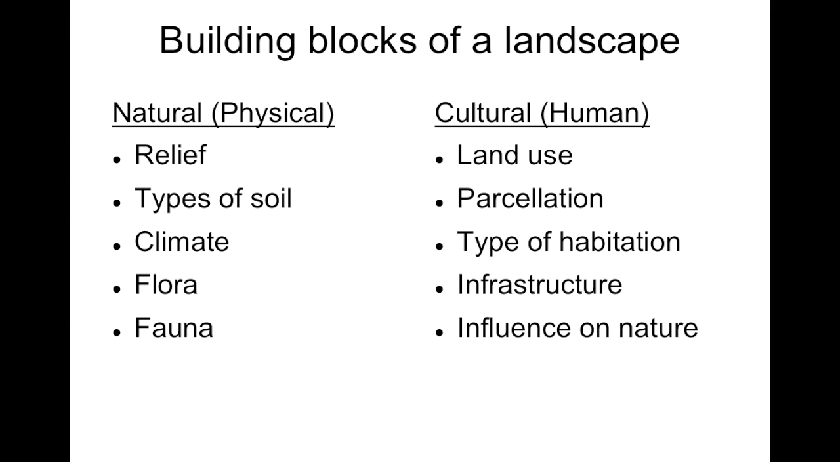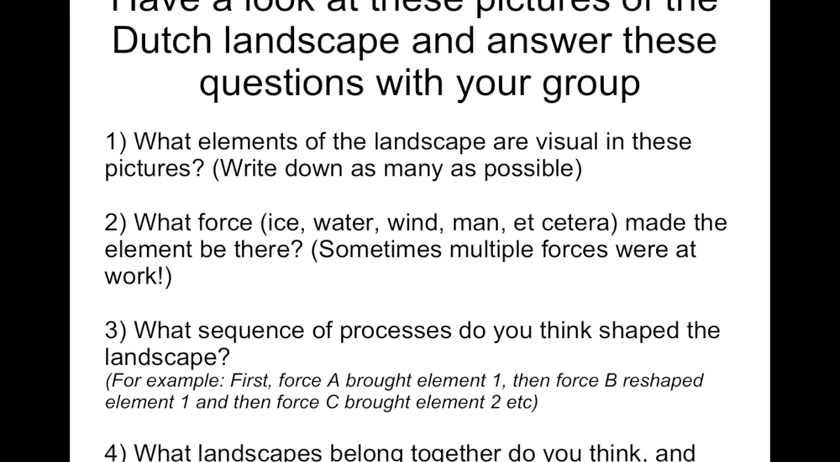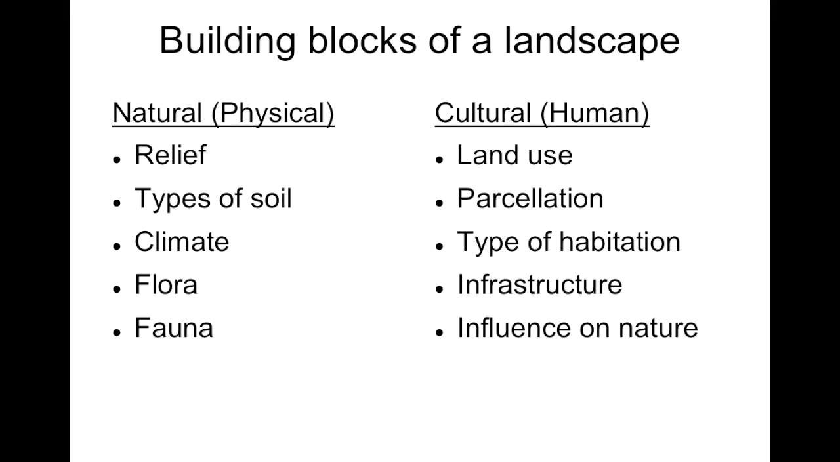So once we started to basically get all of these types of building blocks together, from the list, what elements of a landscape are visual, and then what forces, we started to combine those in more abstract containers. We came up with a list. The building blocks could be natural or cultural, and then relief, types of soil, climate, flora, fauna, land use, parcellation, type of habituation, infrastructure, and influence on nature. Those were really the most important building blocks of a landscape.